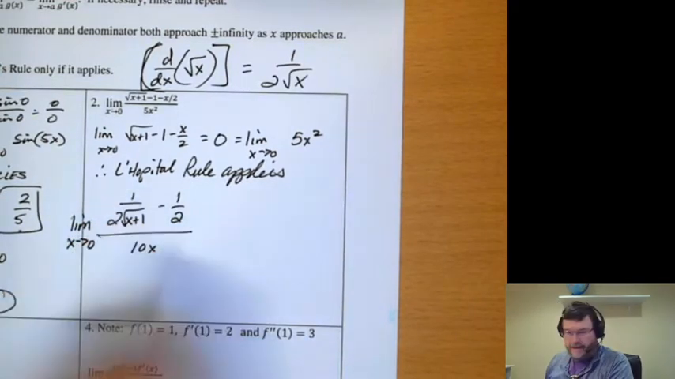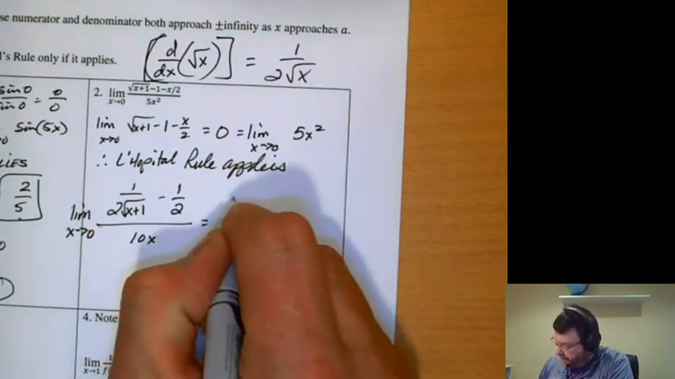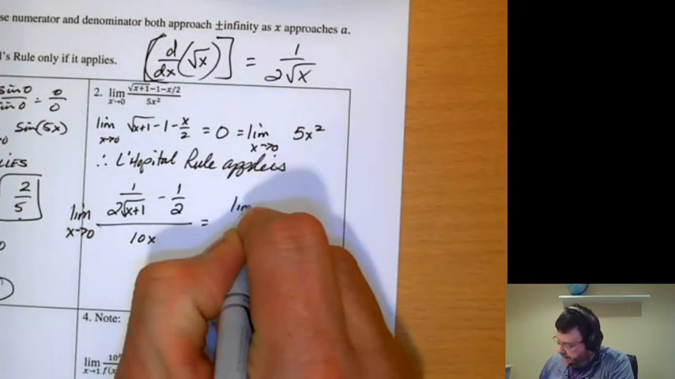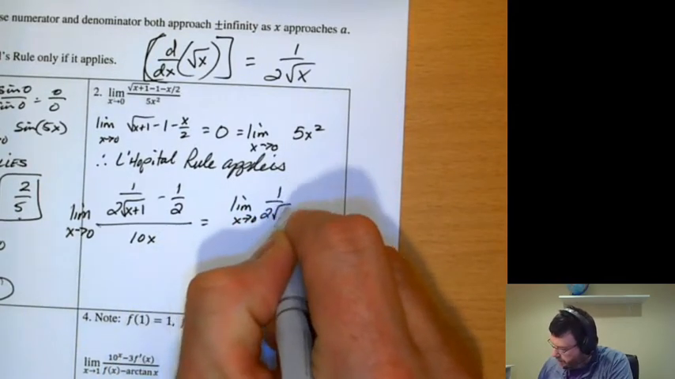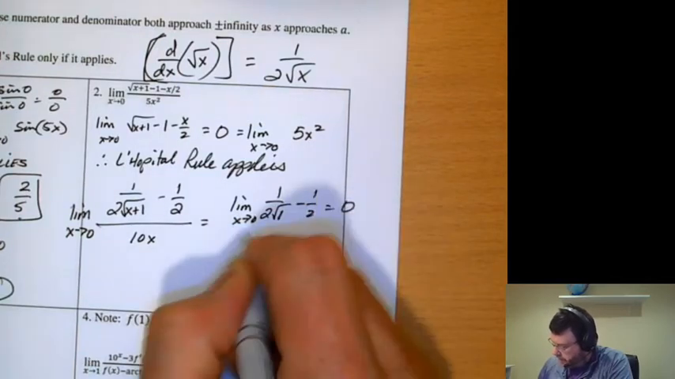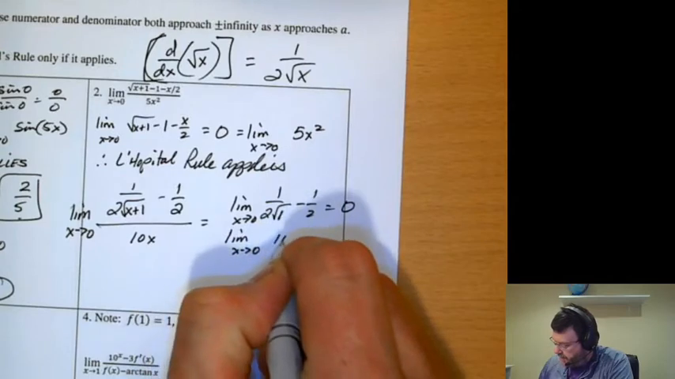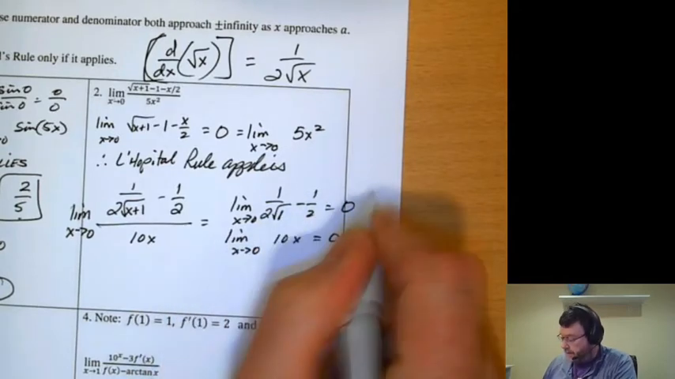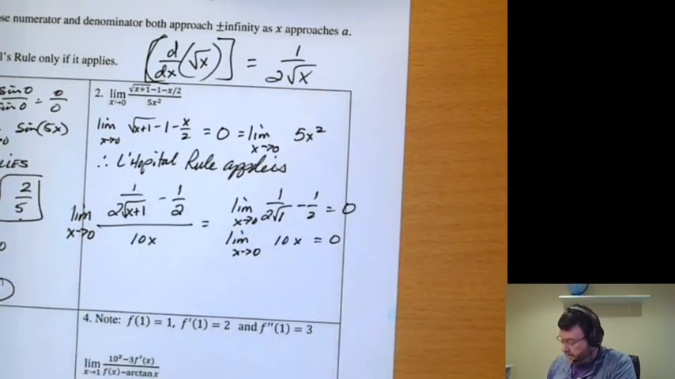So we are still taking the limit. Please write that out. All right, so we're now checking the limit as x approaches 0 of 1 over 2 times 1, square root of minus 1/2. Oh, that's 0. And the limit as x approaches 0 of 10x is also 0. So I can do it one more time. I can take the derivative of this one more time.